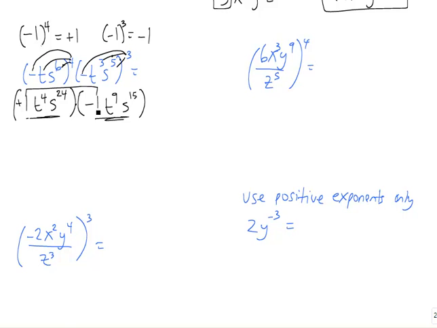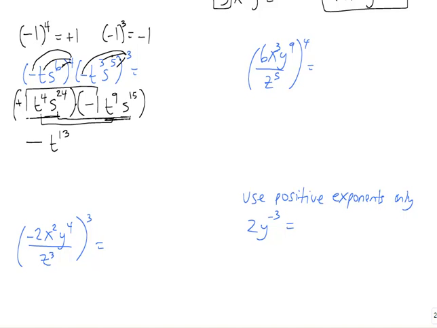Positive 1 times negative 1 is going to stay negative 1. You don't really need to write that 1 in there, so I'm just going to write it as a negative out front. T's times t's, t to the 4th times t to the 9th. Here is that product rule. Remember that if you have the same base and you're multiplying, you're adding exponents. So 4 plus 9 will give me t to the 13th.